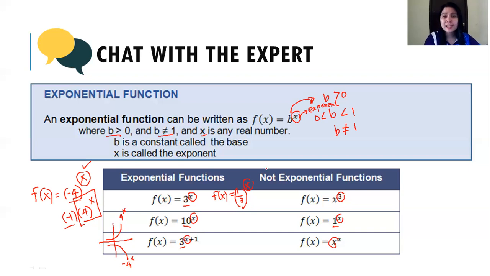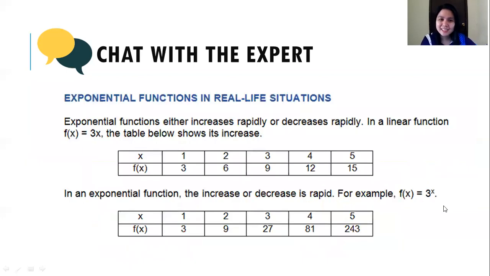As long as your base is not 0 and it is not 1. Why is it not possible? Because if your base is 0, whatever the exponent is, the answer will still be 0. The same with 1. If your base is 1, whatever the exponent is, the answer is still 1. And it's not okay in exponential functions. So let's go to the next one.